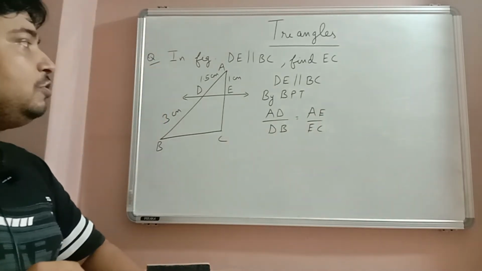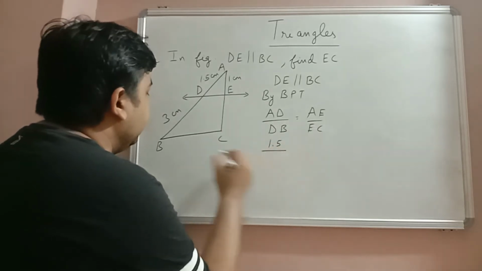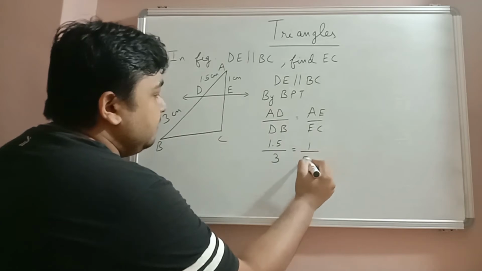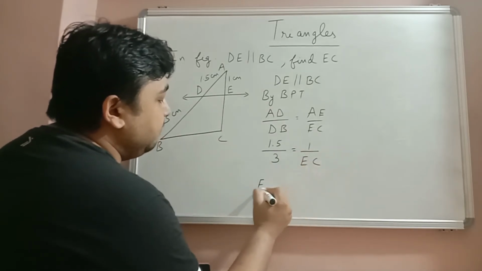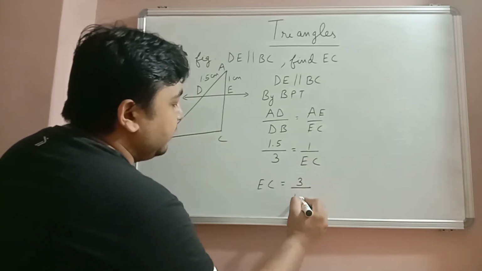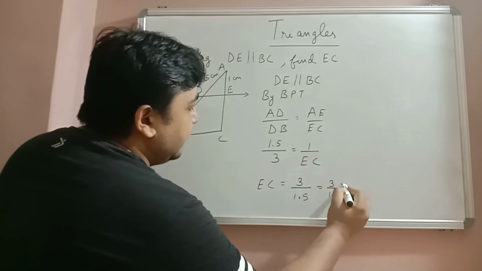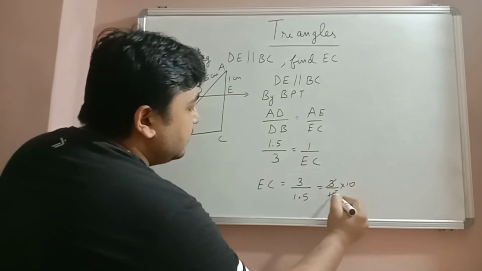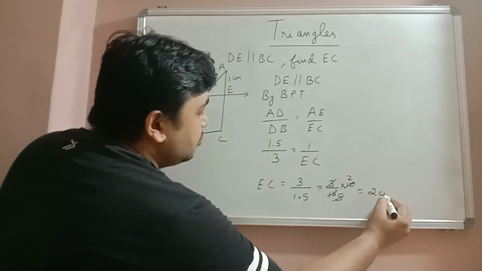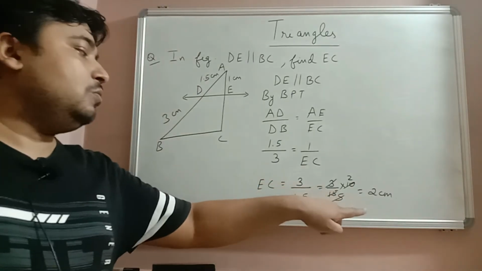Now let's put the values of the known lengths. AD is 1.5, DB is 3, AE is 1 and EC we need to find. Let's cross multiply and find the value of EC. EC can be written as 3 divided by 1.5. So this can be written as 3 by 15 into 10. 3 ones are 3, 5 threes are 15, so we got EC is equal to 2 centimeter.